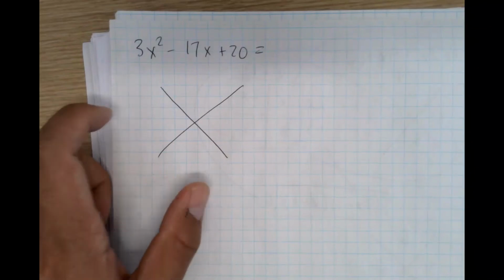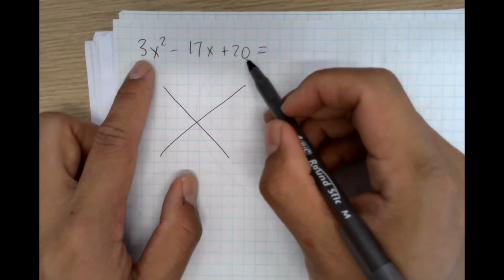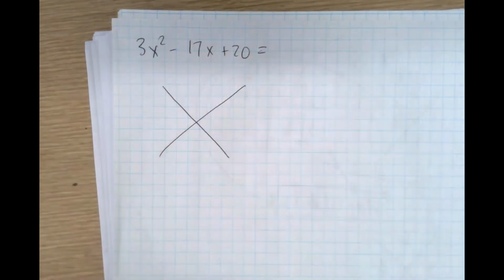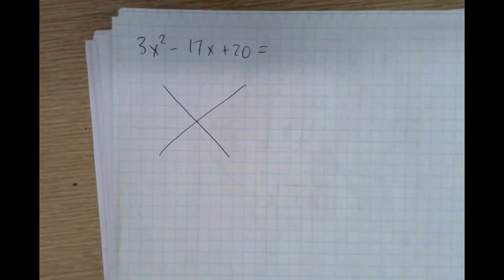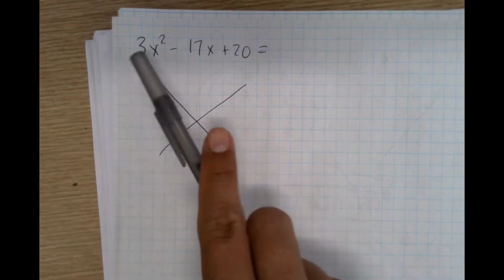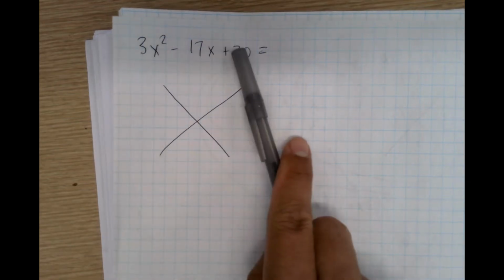Okay, so again, your first step is to draw the x, and then can someone tell me what I put on top? Austin? 60. How did you get that? You multiplied 3 times 20. Right, we did 3 times 20, which equals 60, which is on top.